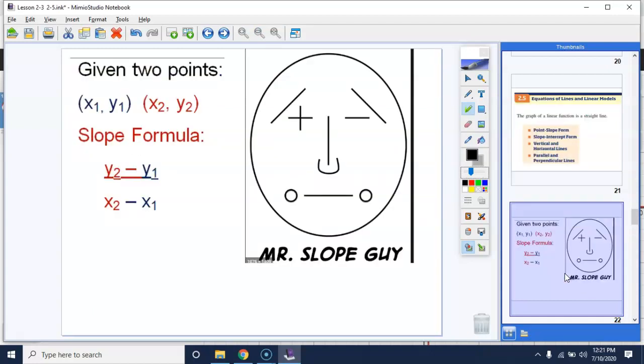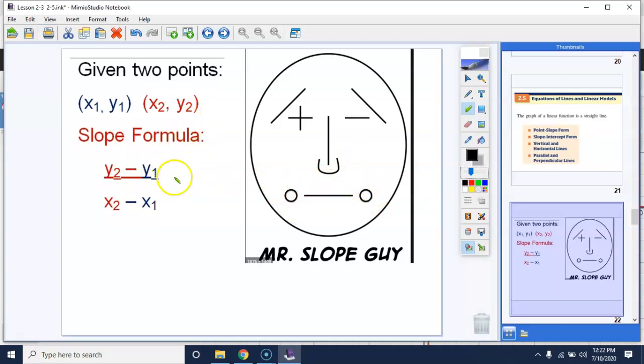First of all, we have to remember this rule about slope. If you have a line going this way, it should have a positive slope. If you have a line going this way, we should have a negative slope. If you have a vertical line, it has undefined slope, and if you have a horizontal line, it has a slope of 0.